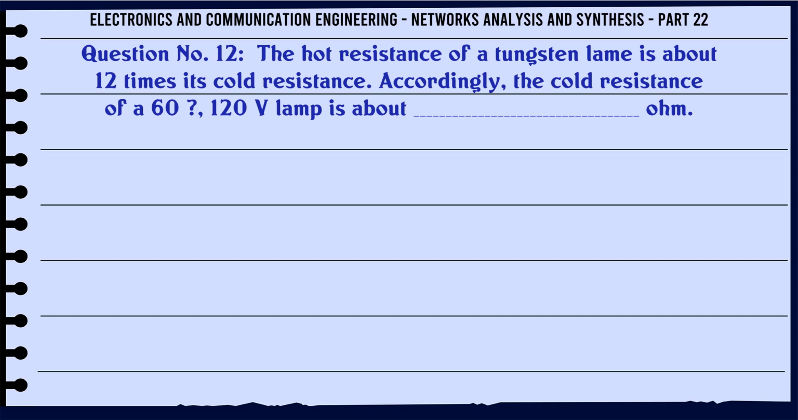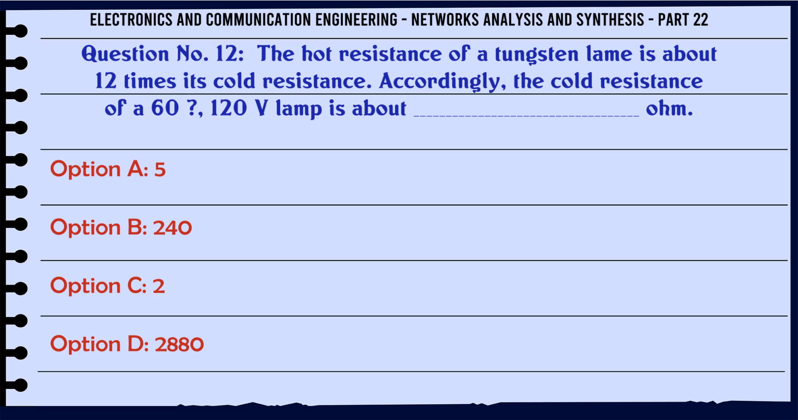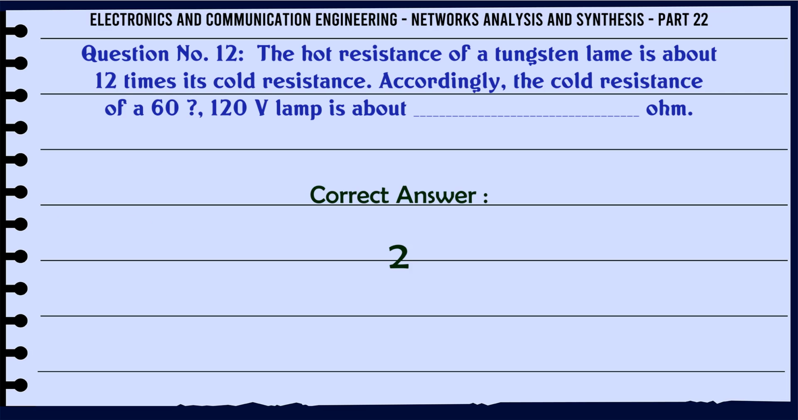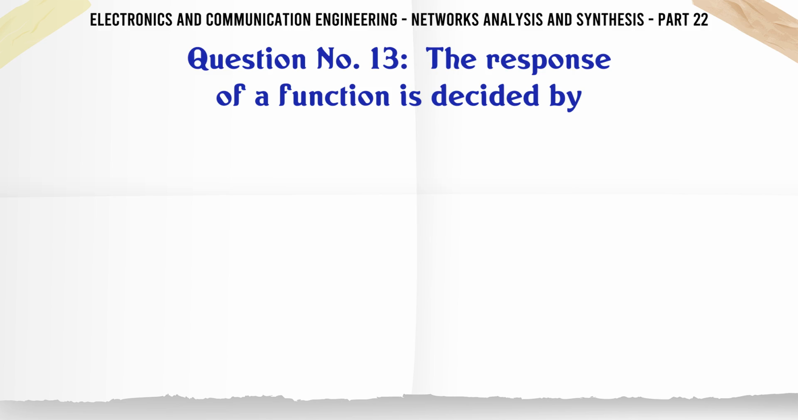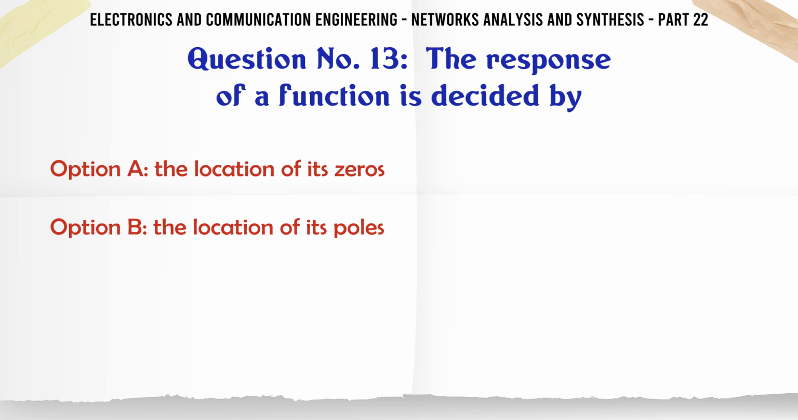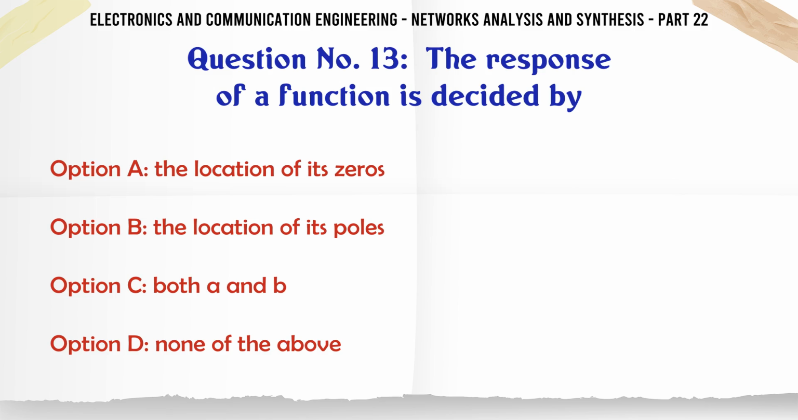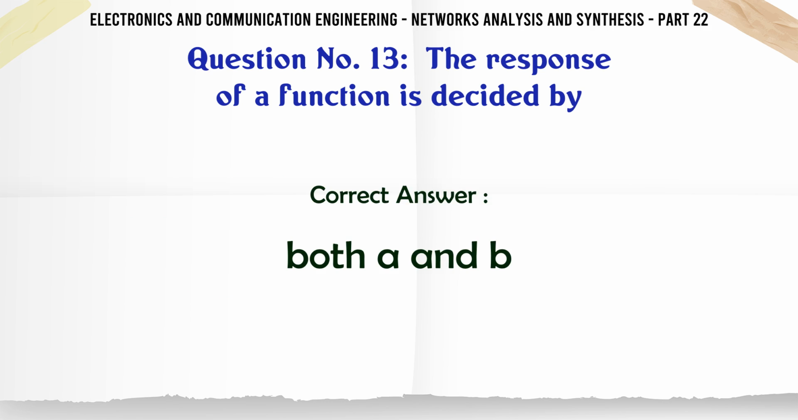The hot resistance of a tungsten lamp is about 12 times its cold resistance. Accordingly, the cold resistance of a 60 W, 120 V lamp is about A. 5, B. 240, C. 20, D. 2880. The correct answer is 20. The response of a function is decided by A. the location of its zeros, B. the location of its poles, C. both A and B, D. none of the above. The correct answer is both A and B.